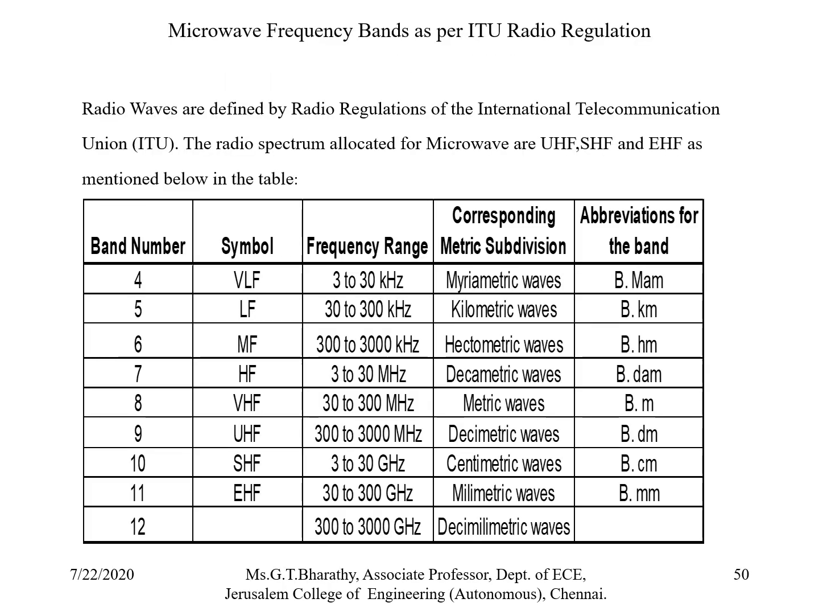Microwave frequency bands. Radio waves are defined by the radio regulations of the International Telecommunication Union, known as ITU. The radio spectrum allotted for the microwave is UHF, SHF and EHF, that is the last three, band numbers 9, 10 and 11, where UHF corresponds to ultra high frequency, SHF corresponds to super high frequency, and EHF corresponds to extremely high frequency, where the frequency range is between 300 megahertz to 300 gigahertz.